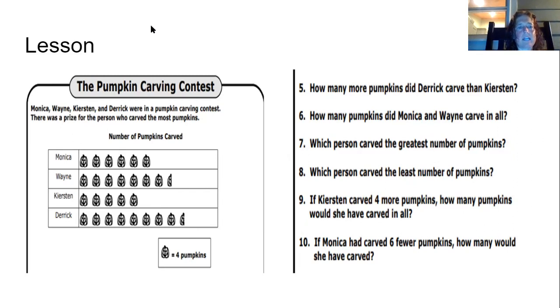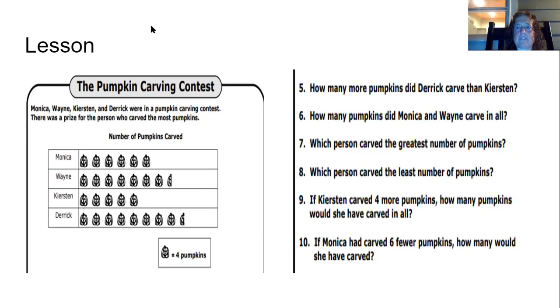Okay. And Wayne has 4, 8, 12, 16, 20, 24, 28, 30. Let's double check. 1, 2, 3, 4, 5, 6, 7. 7 times 4 is 28, 29, 30. So now we just have to add 24 plus 30 for 54. So combined, Monica and Wayne have 54 pumpkins.